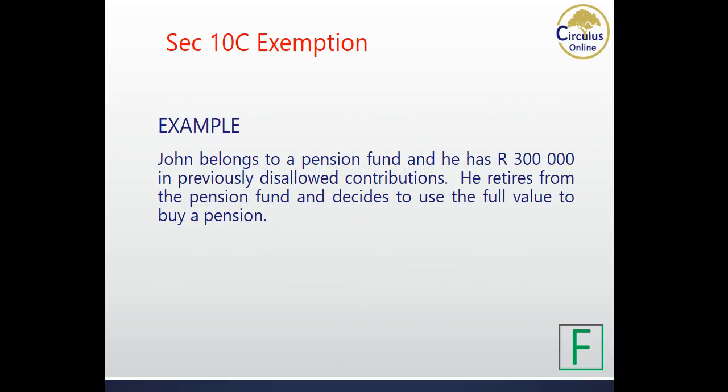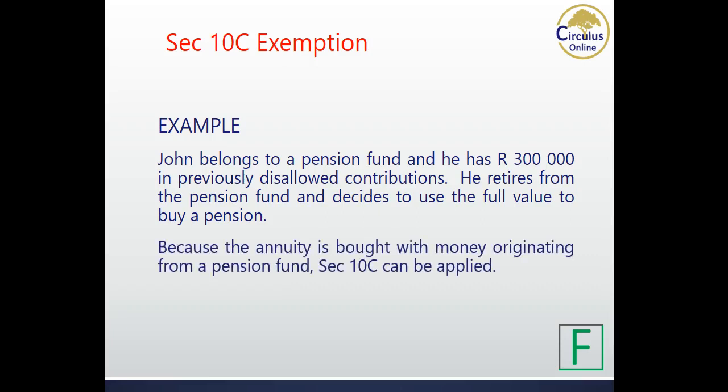John belongs to a pension fund and he has 300,000 in previously disallowed contributions. Doesn't matter where that 300,000 came from, how it's made up, what type of fund it was made to, there's 300,000. He now retires from the pension fund and decides to use the full value to buy a pension. So he's not taking anything in cash. So he couldn't offset that 300,000 against a lump sum or anything like that.